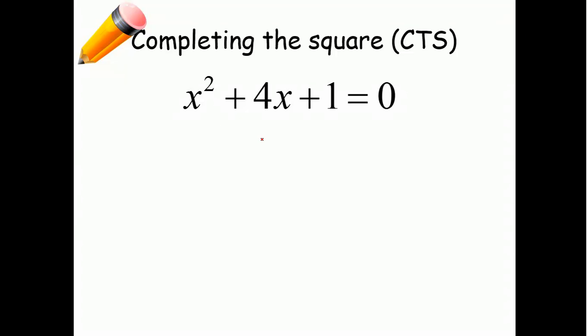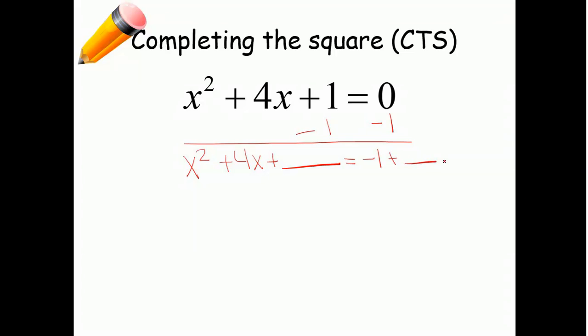So your very first step on every single completing the square problem is you want to get rid of this plus 1 that's hanging out there. So you're going to subtract it from both sides, okay? And you're going to be left with x squared plus 4x, and then you're going to put a big plus blank on both sides, okay? Now, you were finding blank in the last video.